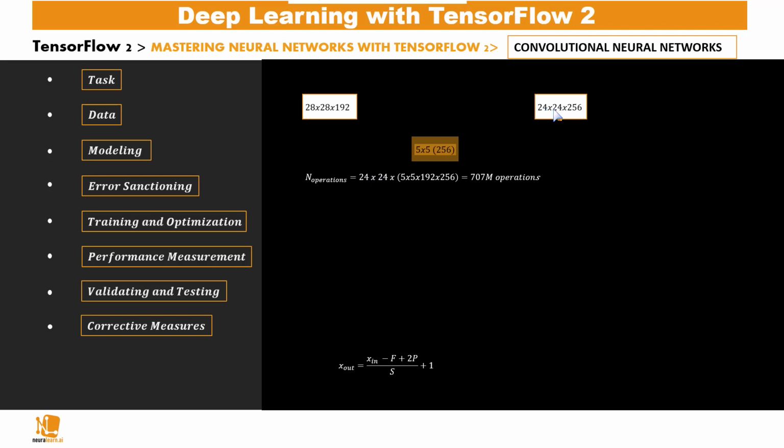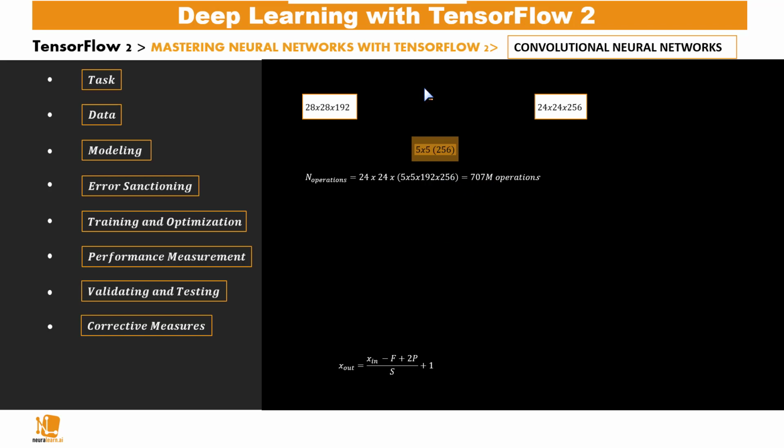First, because we have 24 by 24 outputs, meaning this filter passed 24 by 24 times on this input. And then we multiply by the number of filters. So basically this is like the number of times this filter was on the input, or we created patches on the input. And now for each of these patches we have 5 by 5 by 192 by 256 computations. Now the 256 is because we have 256 different filters, and this gives us 707 million operations.